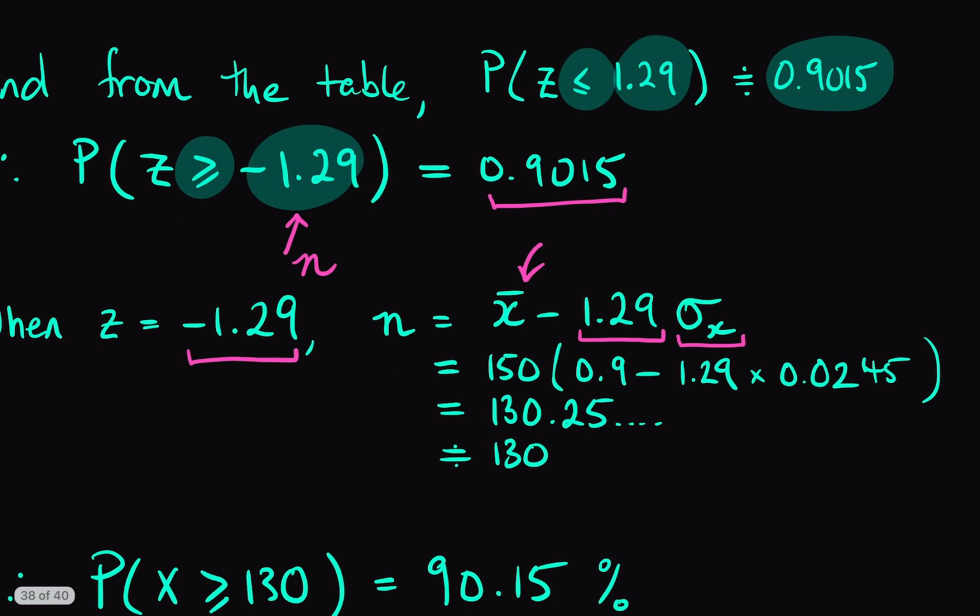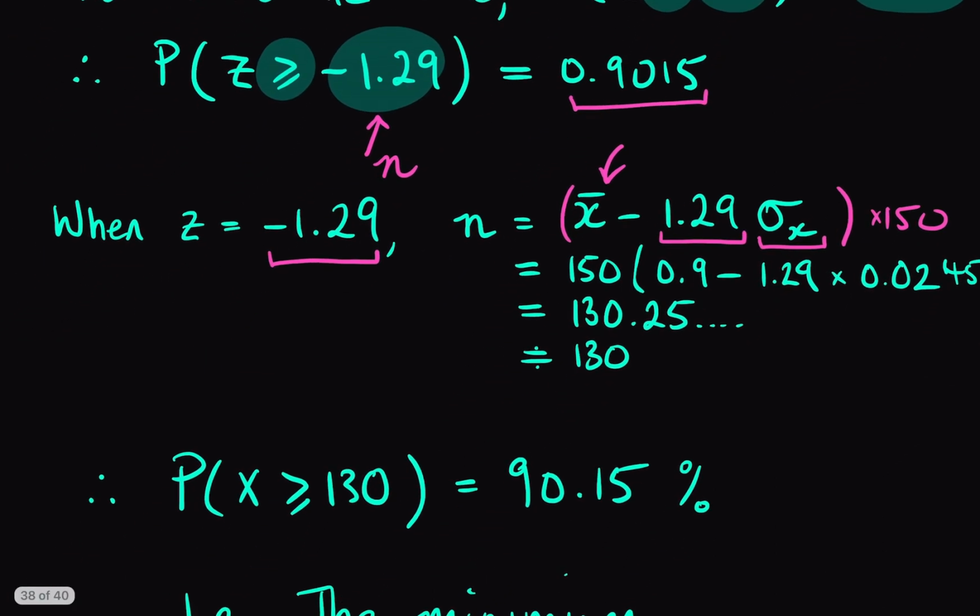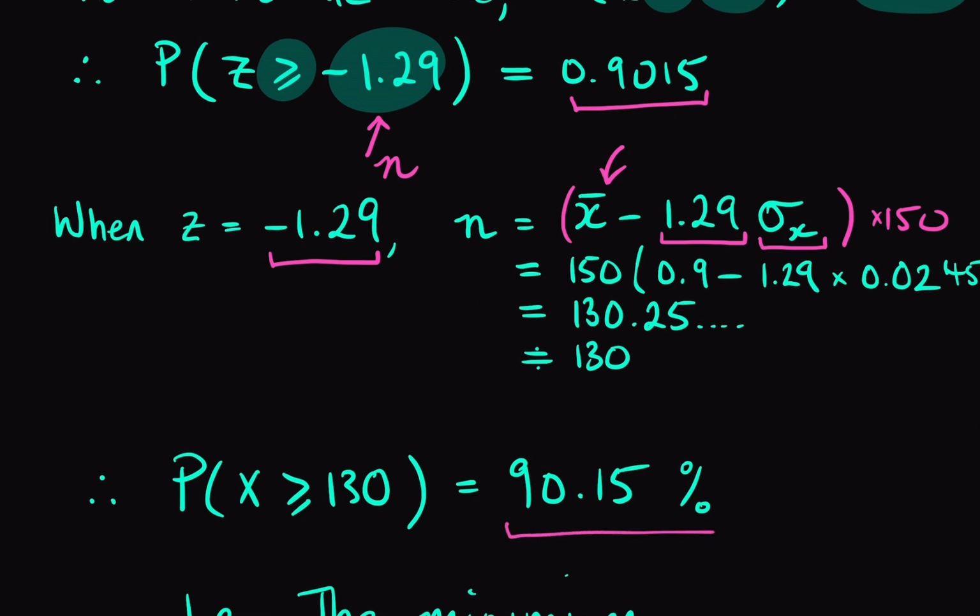Now, something you'll notice here. With this z-score here, the calculations we've done here are for one trial. But we've got 150 trials, remember, so we're going to multiply this by 150. Which is then, you can do your calculation, and we end up with n being 130. So the probability that we have at least 130 boxes delivered or shipped within the given time is 90.15%.